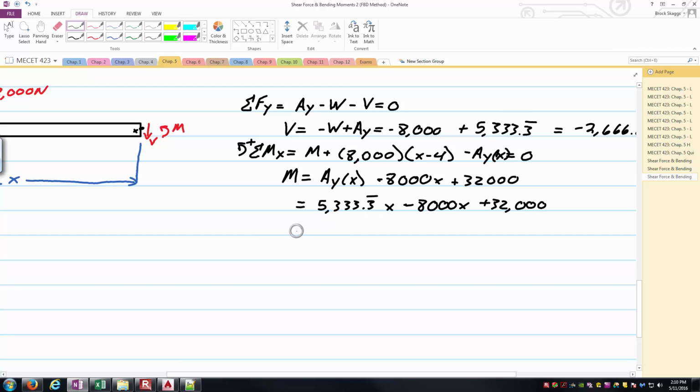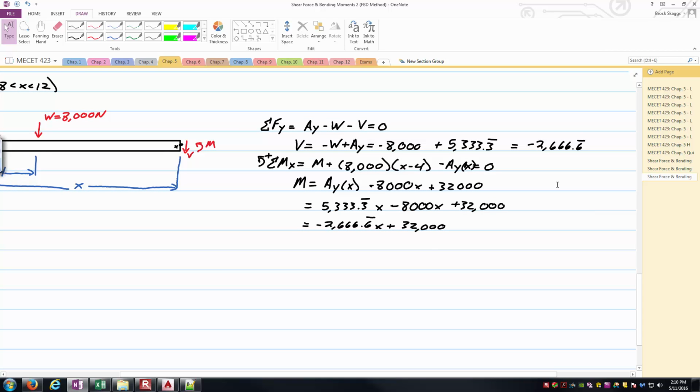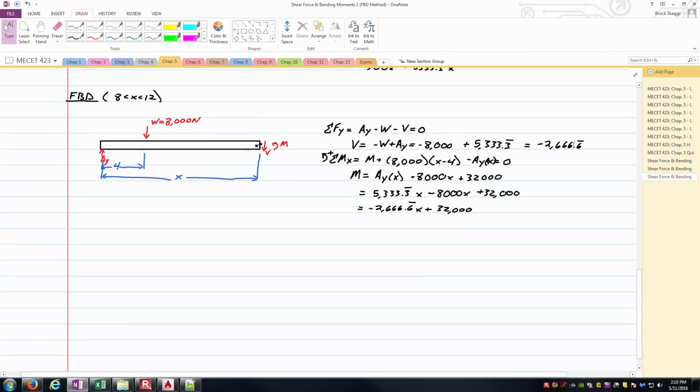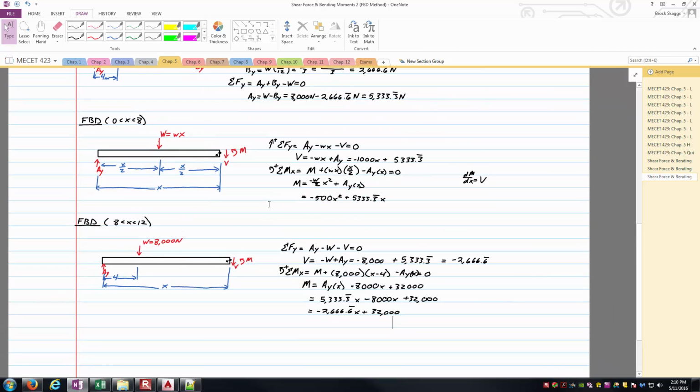And finally, one last step for our simplification. We got 5,333 and a third minus our 8,000 gives us the negative 2,666 and 2/3 x plus 32,000. Again, we can make the check. If I take the derivative of this expression, I do indeed get the internal shear force over the same domain, so that looks good. And there we have it in terms of coming up with our relationships.